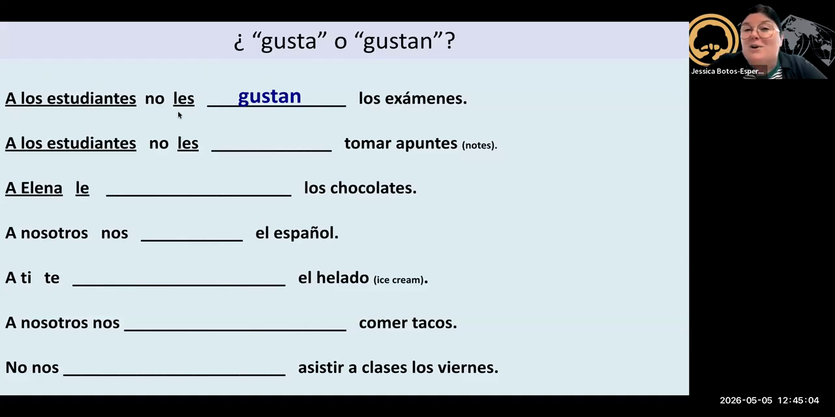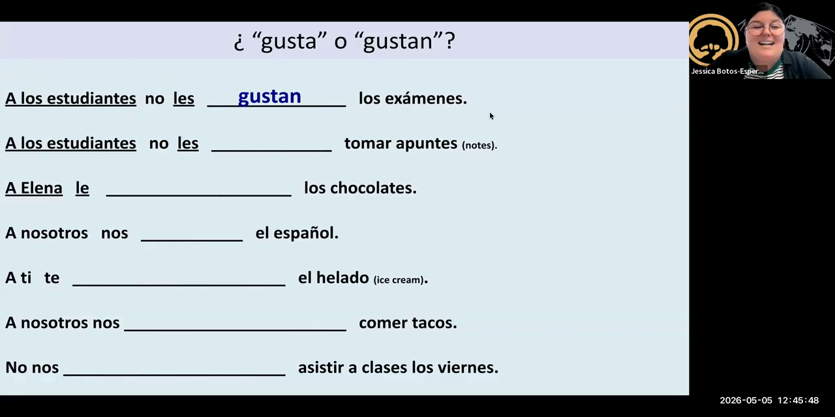If you and I already know that we're talking about the students not liking the tests, then we don't have to say a los estudiantes because you and I know that les is referring to the students. But if we're not certain or we want to clarify, we can always add on the a los estudiantes to make it more clear. So the sentence could actually read, no les gustan los exámenes, instead of a los estudiantes no les gustan los exámenes. Because again, the a los estudiantes is referring to the les.